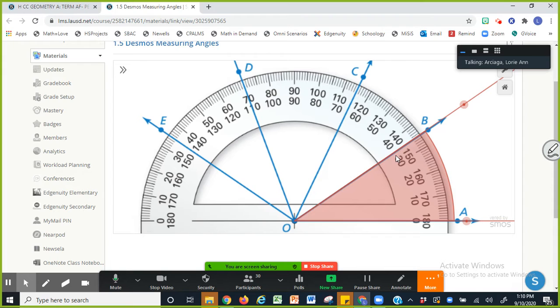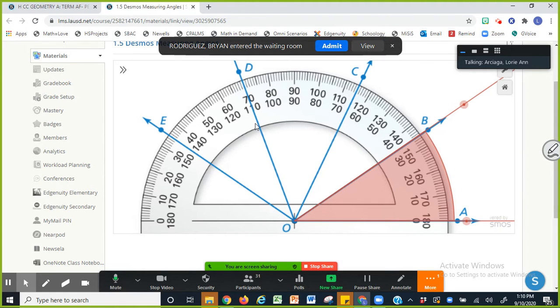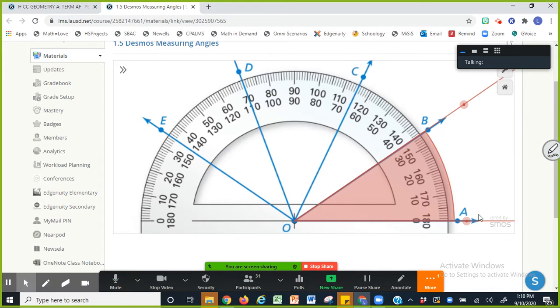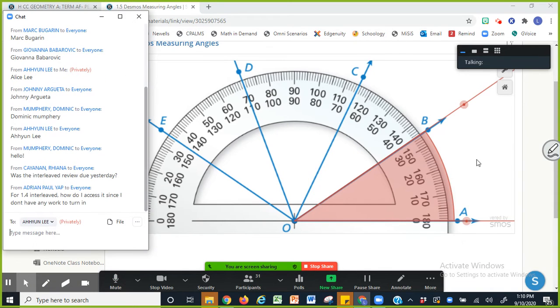Okay, so what I would like you to do is try measuring the other angles. So starting from AOC and then AOD and so on, and type in the chat whatever measures you get.